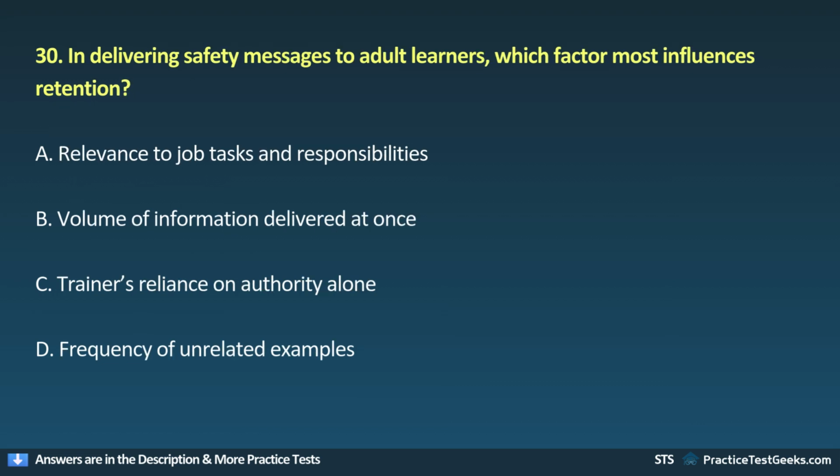30. In delivering safety messages to adult learners, which factor most influences retention? A. Relevance to job tasks and responsibilities. B. Volume of information delivered at once. C. Trainers' reliance on authority alone. D. Frequency of unrelated examples.